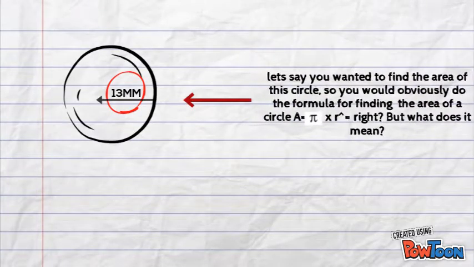Let's say you wanted to find the area of the circle. So you would obviously use the formula for finding the area of a circle. Area equals pi times r squared, right? But what does it mean?